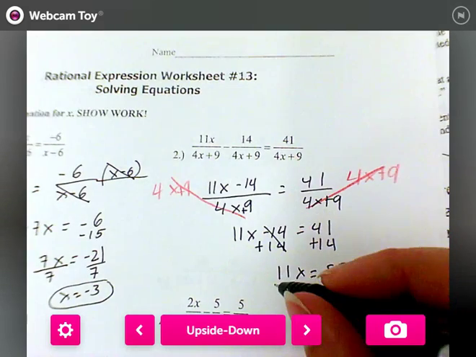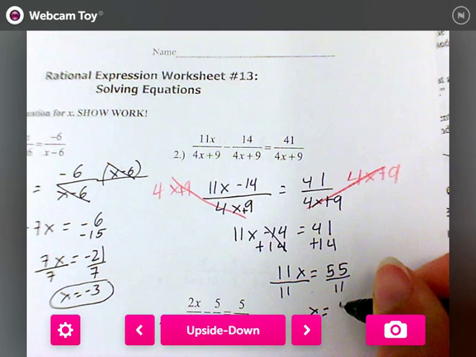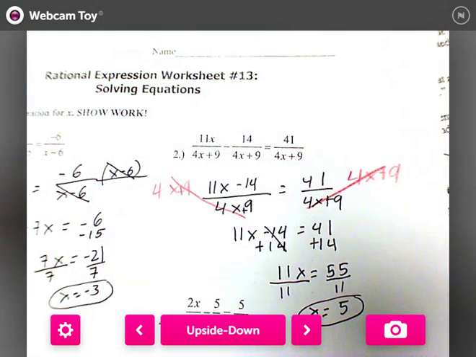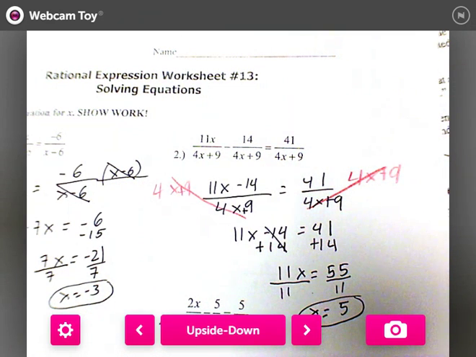Okay. Now I'm going to divide both sides by 11, and I get x equals 5. So when all the bottoms match, we end up canceling them out.